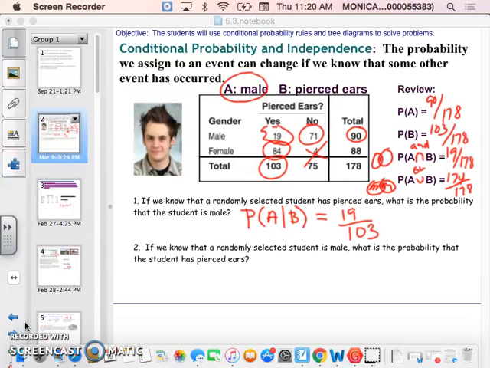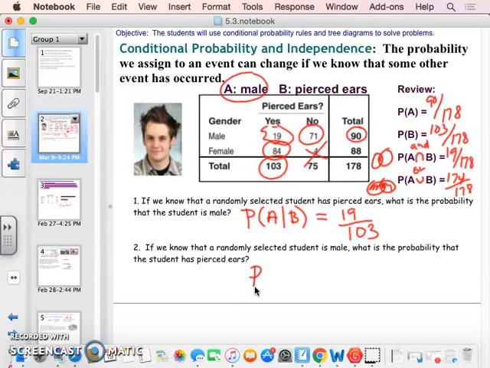We'll see. All right, now here we're going to look at the probability of pierced ears, given the student is male. In this case, again, it's 19, because that's both of them together, the intersection of them. But this time it's going to be over 90, because 90 is the number of students that are male. And if you divide that out, you get a decimal, and all will be good.